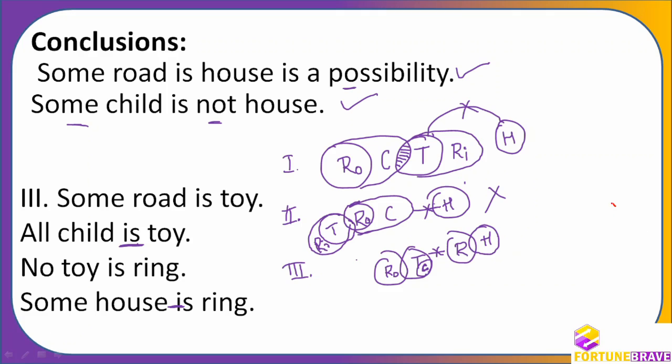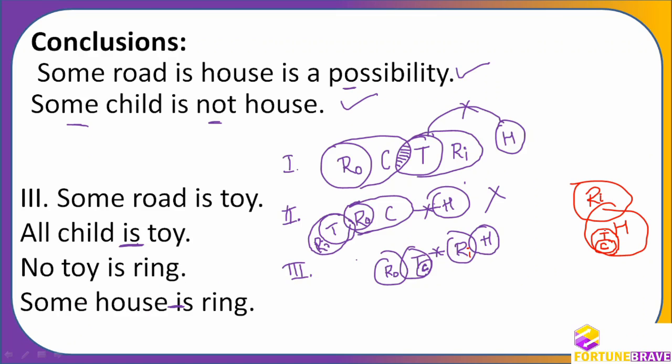Okay, I am going to draw it once again. This is house. Inside this I am going to put a toy, and inside that I am going to put child. Now what will happen? Some child is not house will not be true. So all child are house here. Again I am going to do here. See here, what is this? Ring. So you can see here, some house is ring.